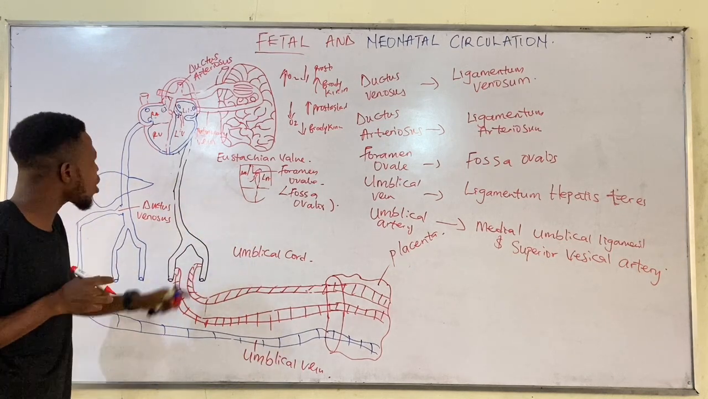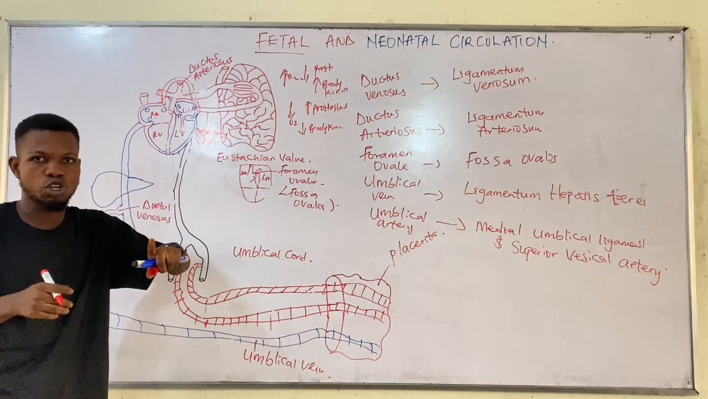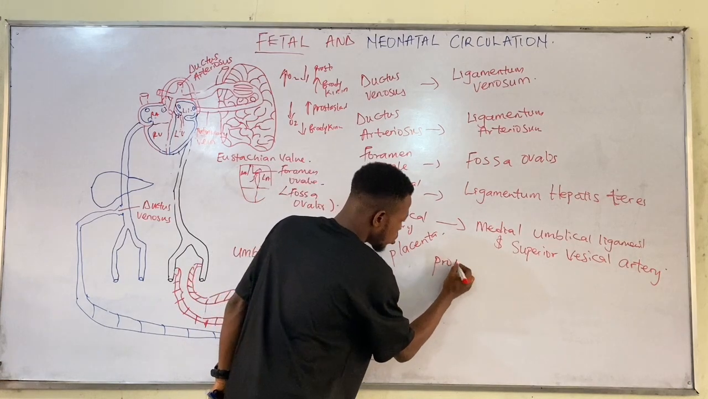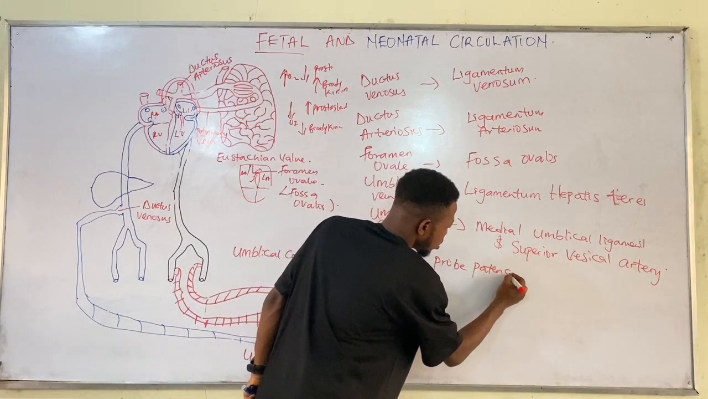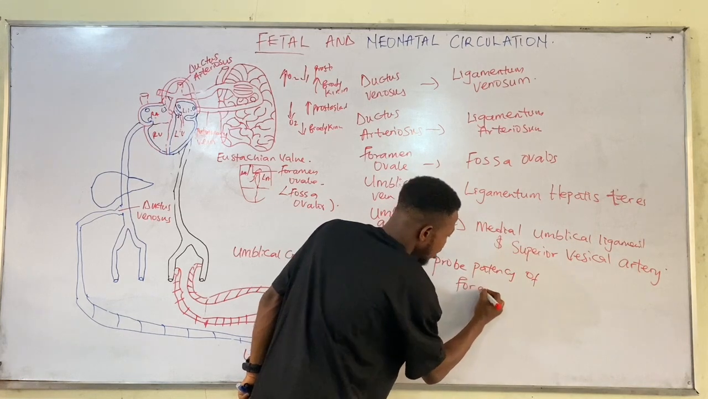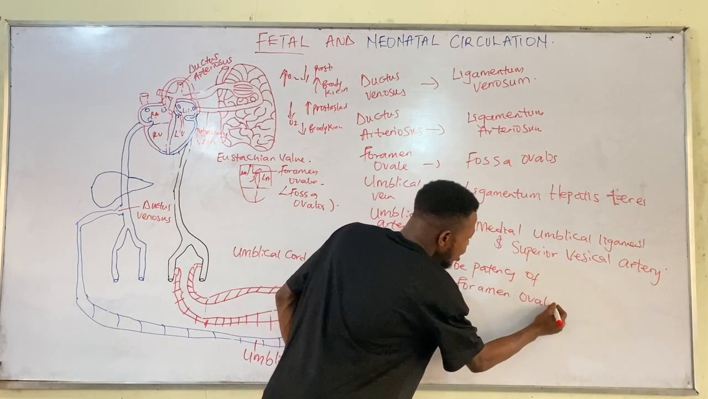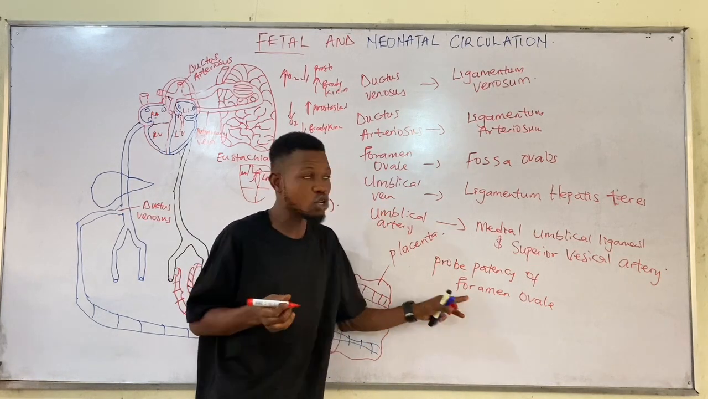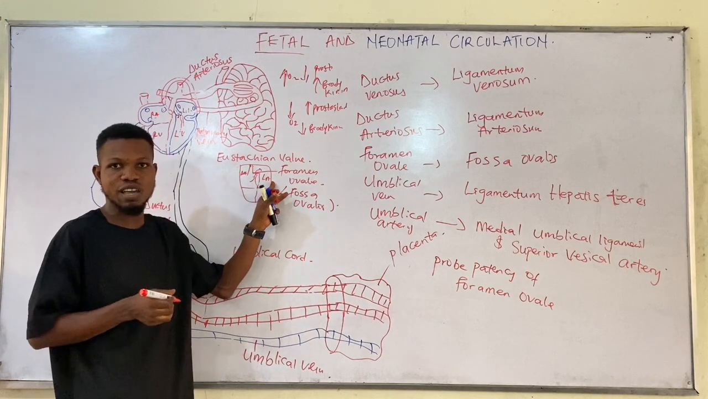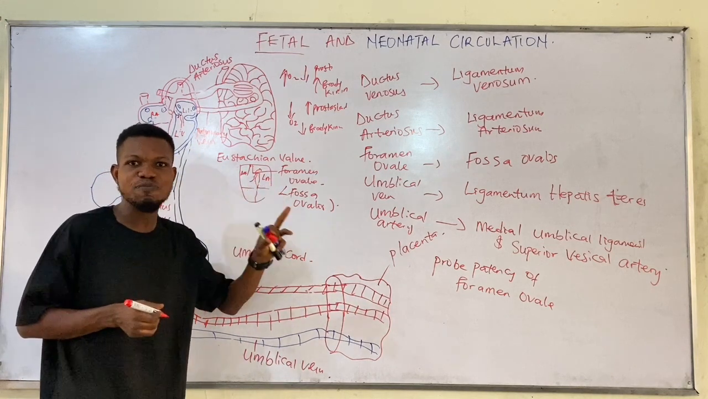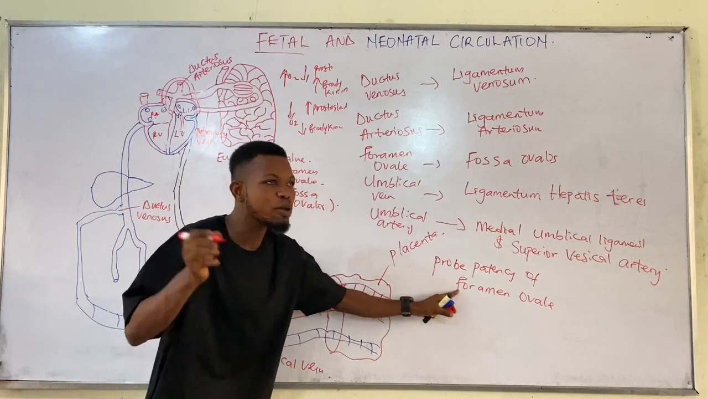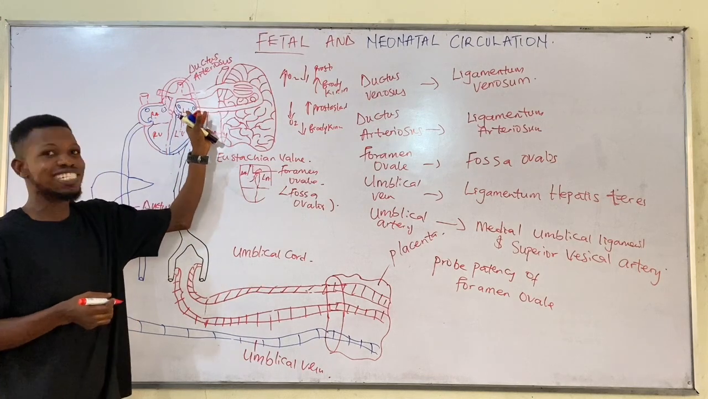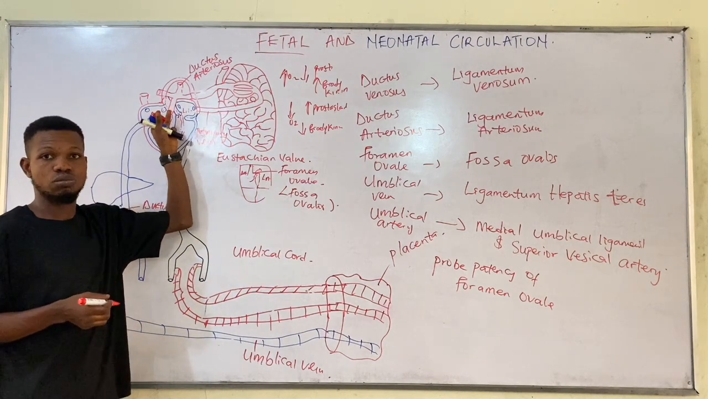Now, if the foramen ovale fails to close during neonatal circulation, that's what we call patency of foramen ovale. Normally in fetal circulation, the foramen ovale shunts blood away from the lungs. Is that not true? So that the blood can enter from the right atrium into the left atrium. But now when the baby is born and the foramen ovale does not become the fossa ovalis, there will be a problem. Why? Because blood can pass between the atria.